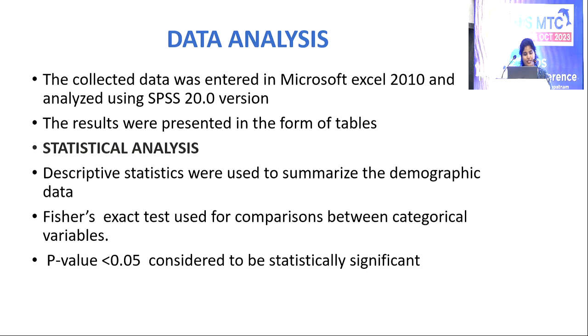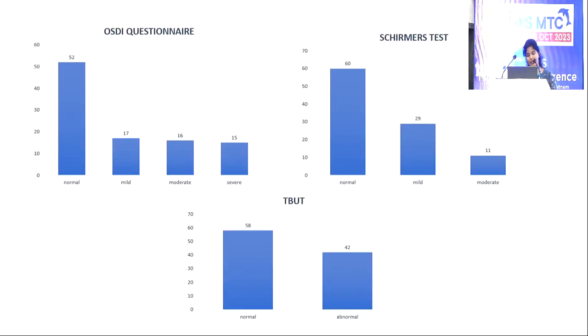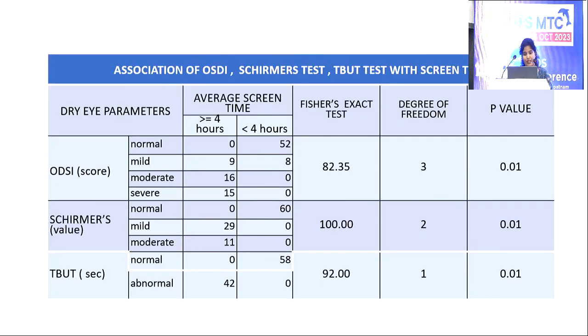Descriptive statistics were used to summarize the demographic data, and Fisher's exact test was used for comparison between categorical variables. The mean age of the study participants was 21.88. In the OSDI questionnaire, 52% of the study sample is normal, 17% has mild symptoms, 16% moderate and 15% have severe symptoms. In Schirmer's test, 60% of the sample has normal, 29% mild and 11% moderate. In TBUT, 58% of the sample has normal and 42% has abnormal. In association with average screen time, dry eye parameters OSDI, Schirmer's test and TBUT have significant statistical association as the p-value is less than 0.01.